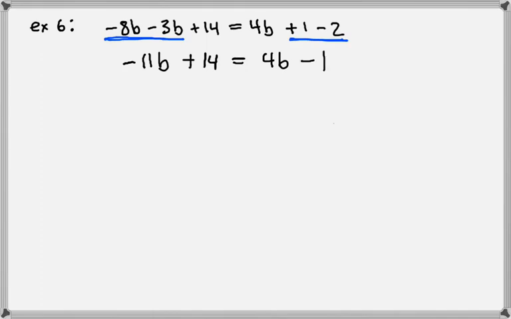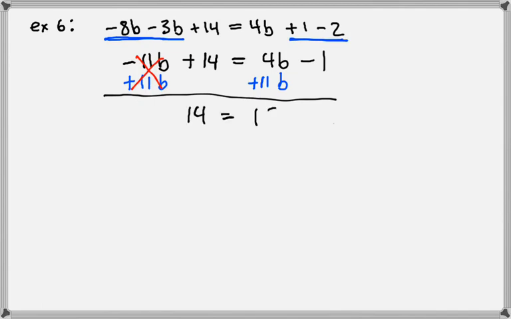Now that we've combined our like terms, we want to move our variable over to one side of the equal sign. Again, I like to keep the coefficient on the variable positive, so I'm going to add the 11b over. That is going to give us 14 is equal to 15b minus 1. And yet again, we have another two-step equation. We should know how to deal with that by now. We're going to add 1 to both sides.